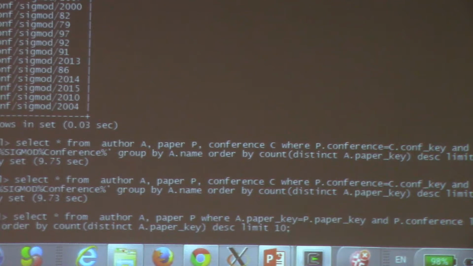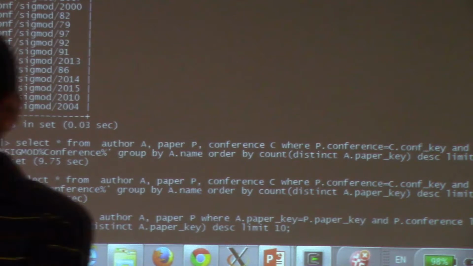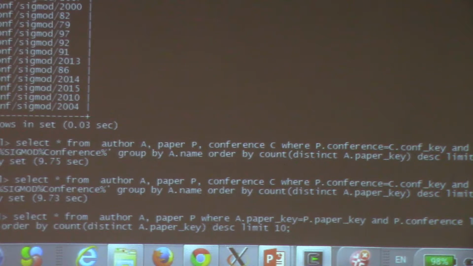The reason is that this paper table and this author table both are huge. If I'm not wrong, I think the author table has about 4 million records in it.